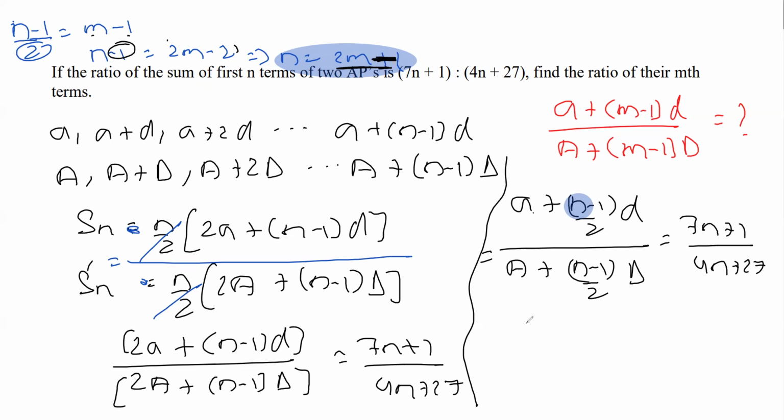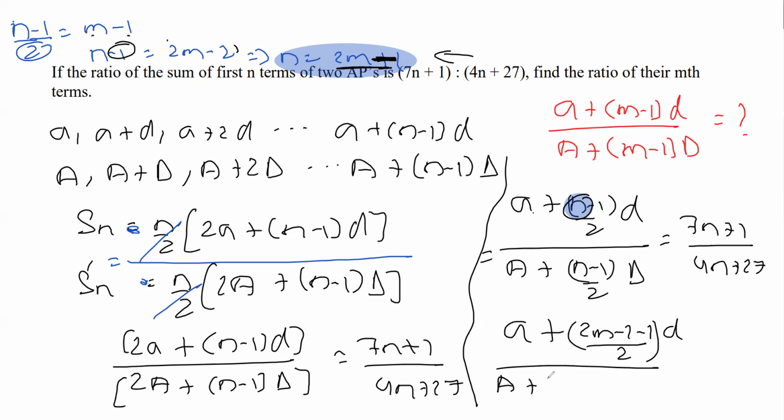We have A as A. I'm replacing n from here. N can be replaced with 2m minus 1. There's already minus 1 here. So minus 1 divided by 2 times d. Same changes on the other side: A plus 2m minus 1 divided by 2 is equal to d.